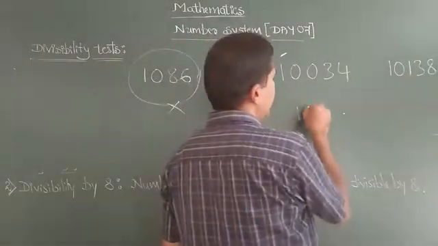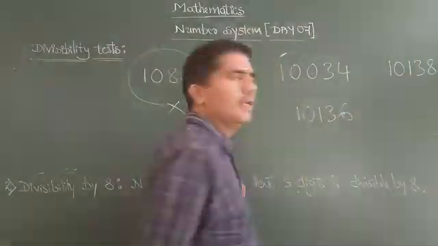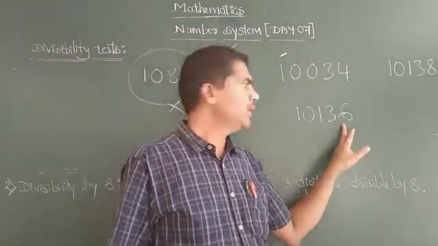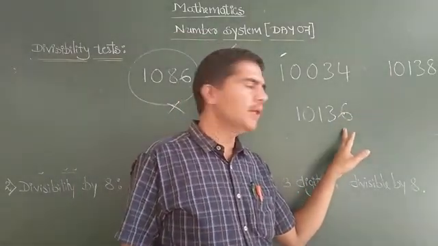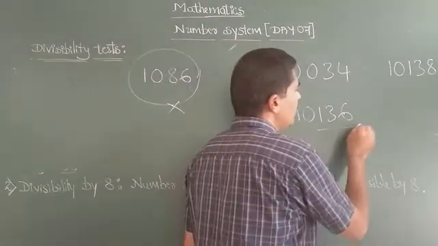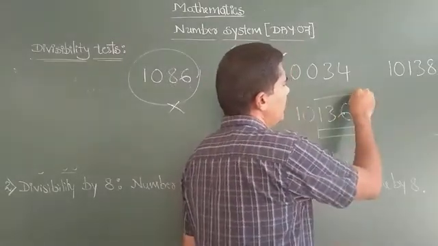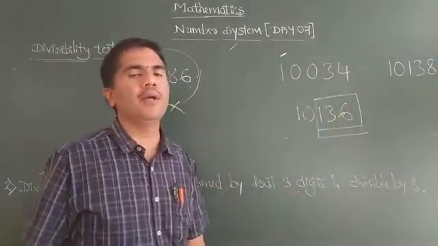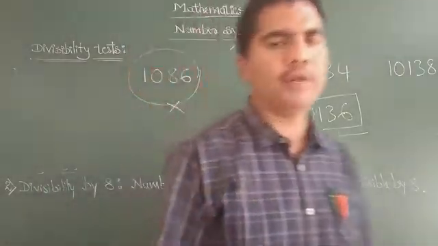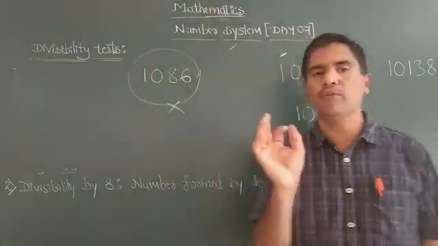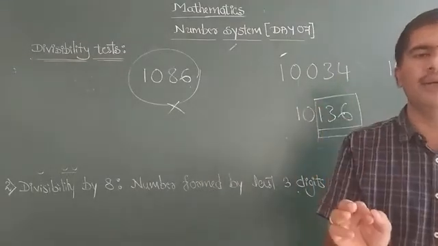If it is like this, divisible by 2 and divisible by 4, now check whether the number formed by the last three digits is divisible by 8 or not. Then you come to a conclusion. So in this class I have discussed divisibility tests by 4 and 8. Okay, thank you.